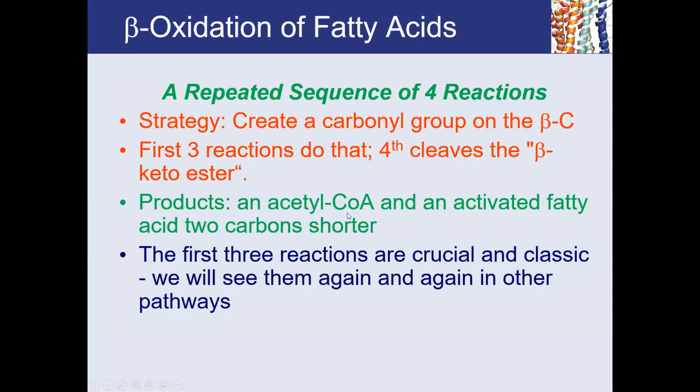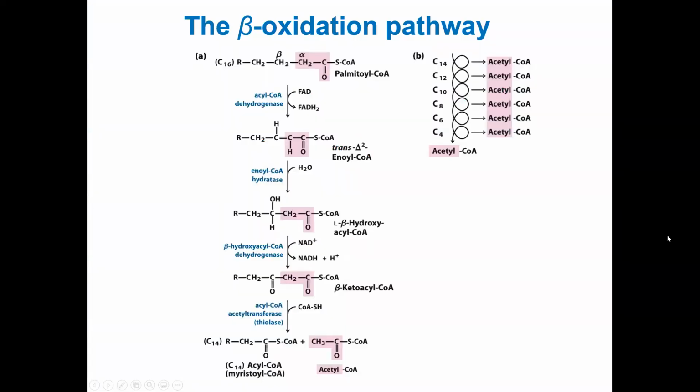And the product is an acetyl coenzyme A molecule and an activated fatty acid that is two carbons shorter. So those four reactions will do that. You can see that if there are multiple methylene carbons in a fatty acid, they will all have to go through this cycle of four reactions. And you will see these first three reactions again; they are classic reactions that appear in other pathways. So what is the beta oxidation pathway? Can we look at the sequence of four reactions individually?